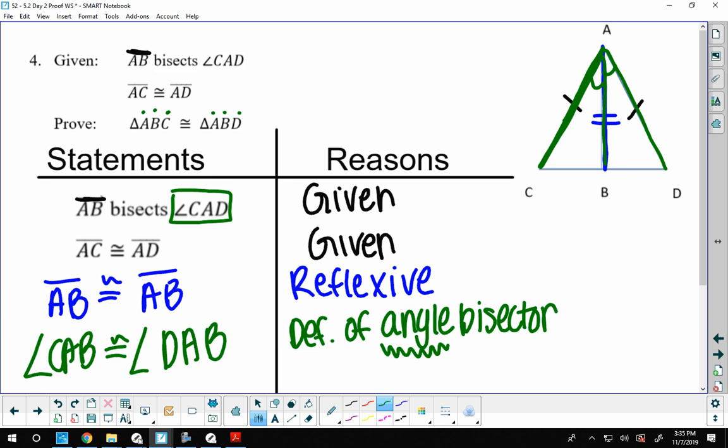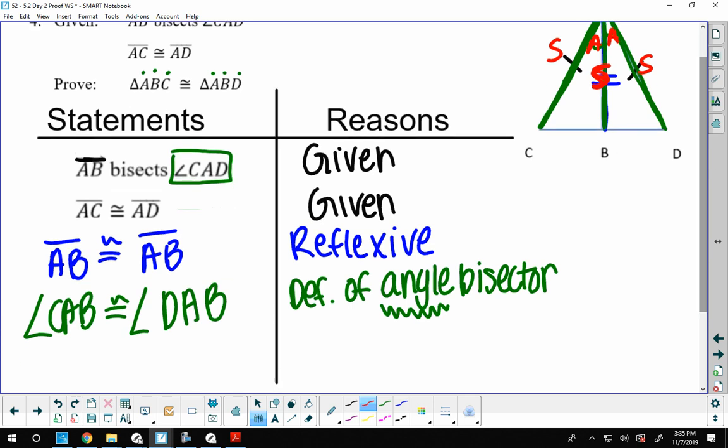You can see that in your picture as well. DAB is this other half right here. So now we have side, angle, side, side, angle, side. So we can say by the SAS congruency postulate that triangle ABC is congruent to triangle ABD.